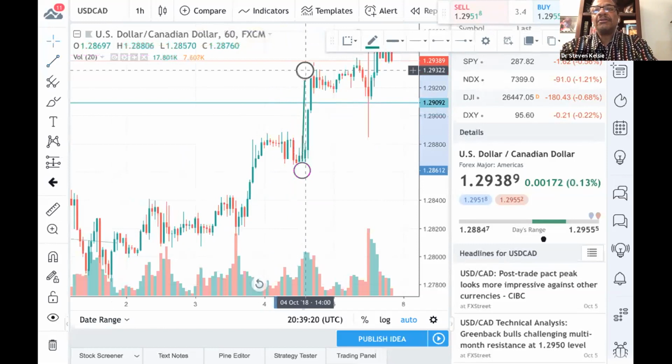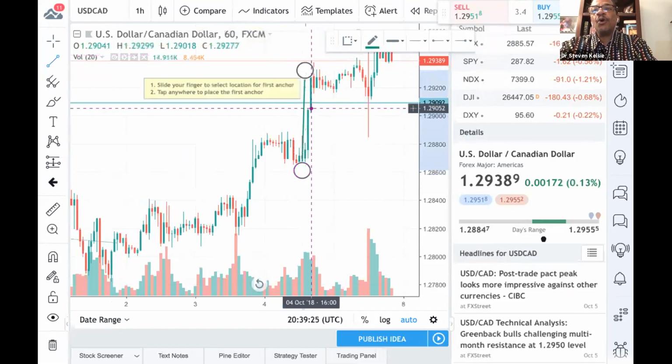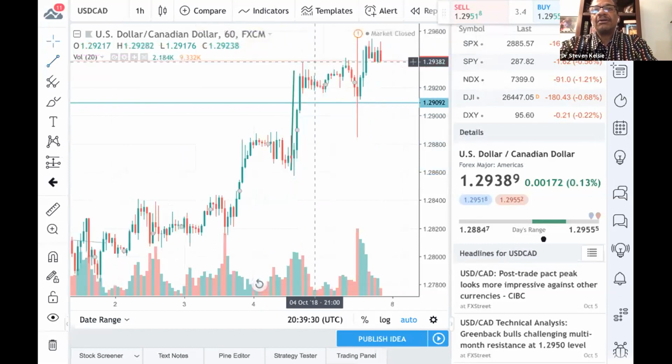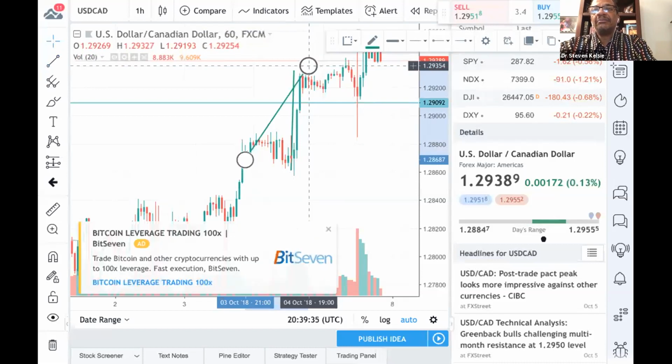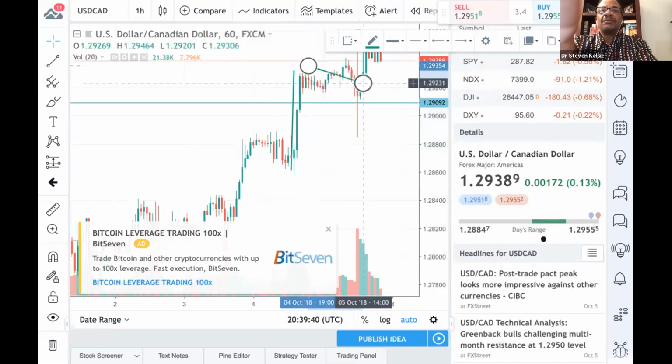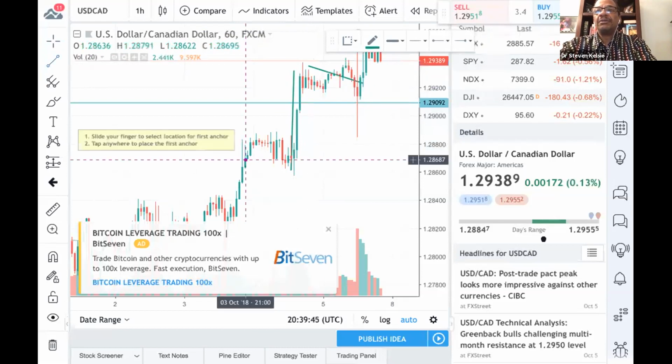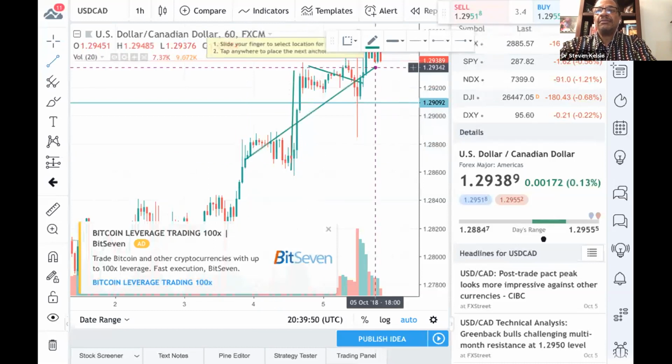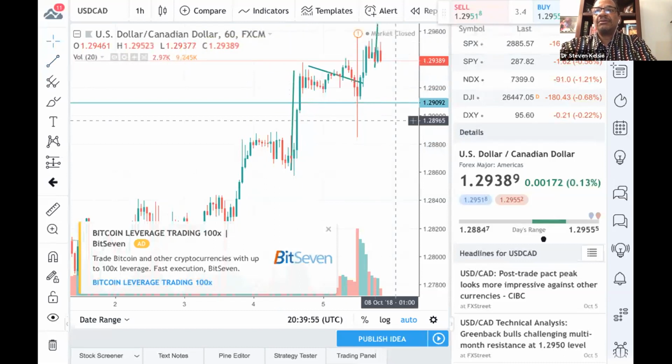Now what are you waiting on? You're waiting for the pullback. Where's the pullback? Right there, yep. There's your flag. Where's the continuation? See it? Yeah, it went up. See the green one? Right there. That was a continuation. That's the same thing I just drew out.